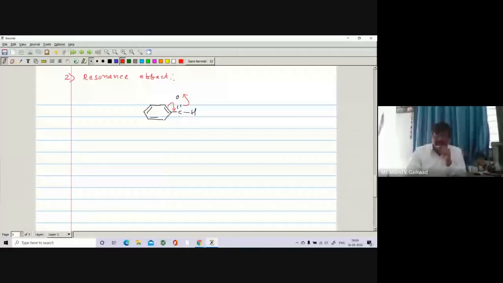So the electron density on the benzene gets delocalized onto the carbonyl carbon. So it exhibits a plus R effect. It exhibits a plus R effect. So that's why the reactivity gets decreased.